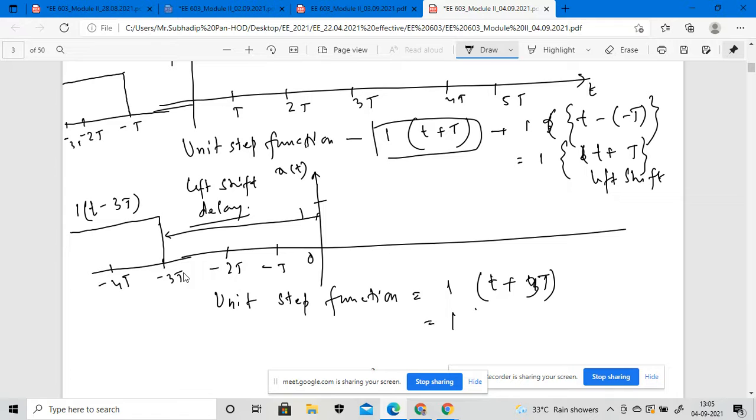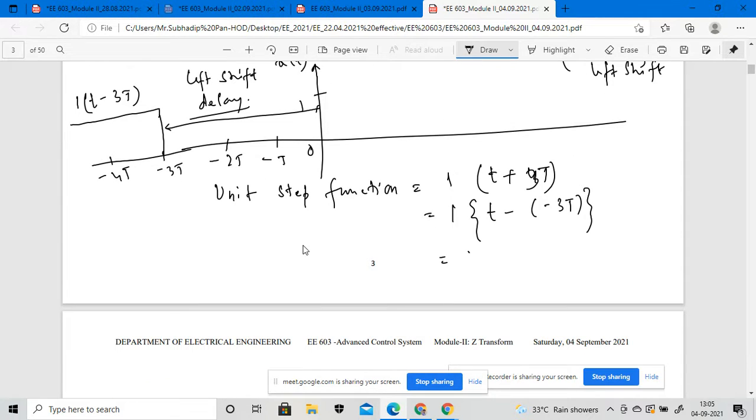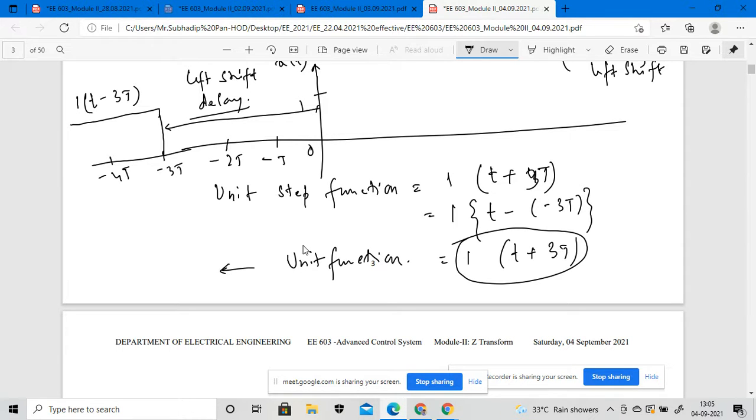So how could these things come? That means t minus of minus 3t. Okay, so then it will come t plus 3t. So this will be the values of my unit step function for the left shift.